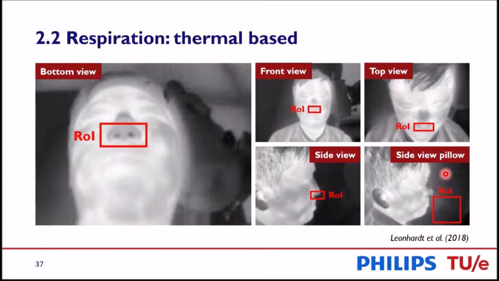And the second approach to measure respiration is thermal-based. The idea is to measure the airflow-induced temperature variations in the nostril area. For example, you can already see from this thermal image that the intensity is changing due to the respiration. But this is quite sensitive to the different view angles. If you cannot see the nostril ROI, you cannot really measure it.